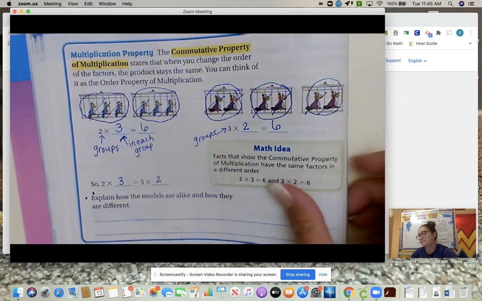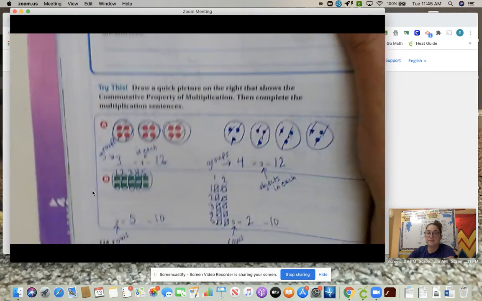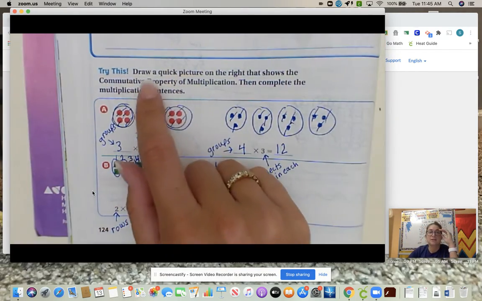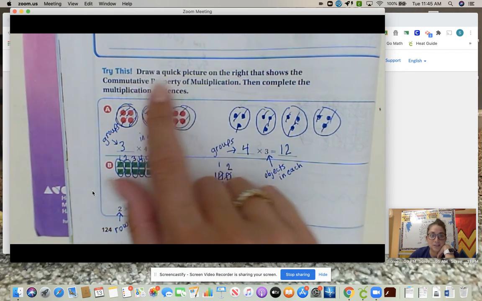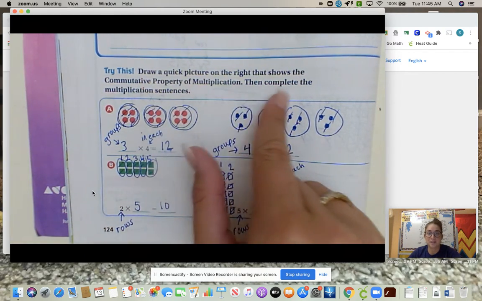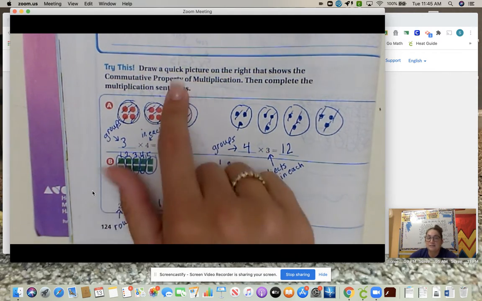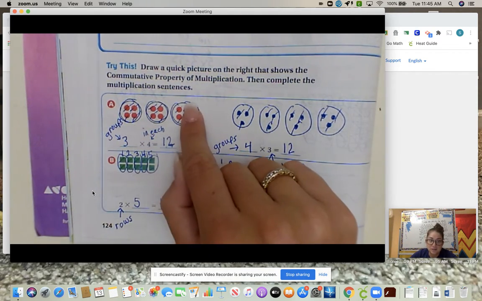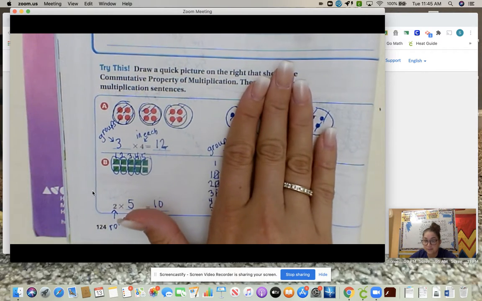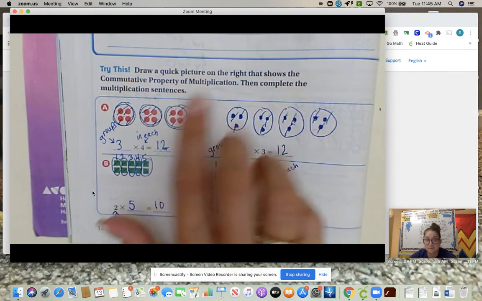Go to the bottom. Draw a quick picture on the right that shows the commutative property of multiplication. Then complete the multiplication sentence. So I want to finish one before we even go over here. I think that is easier.